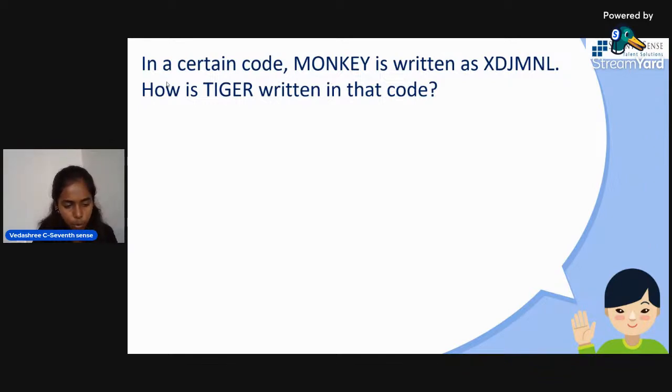So in a certain code, monkey is written as X some code. Then how is tiger written in that code? So no one got the answer.